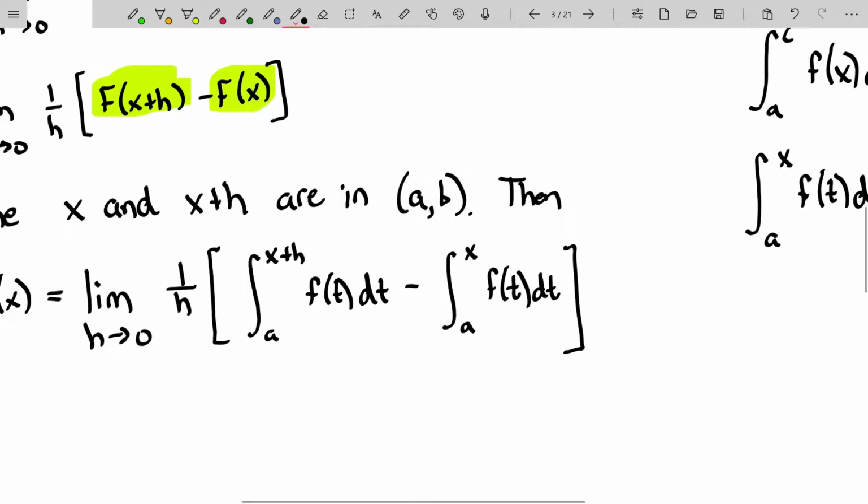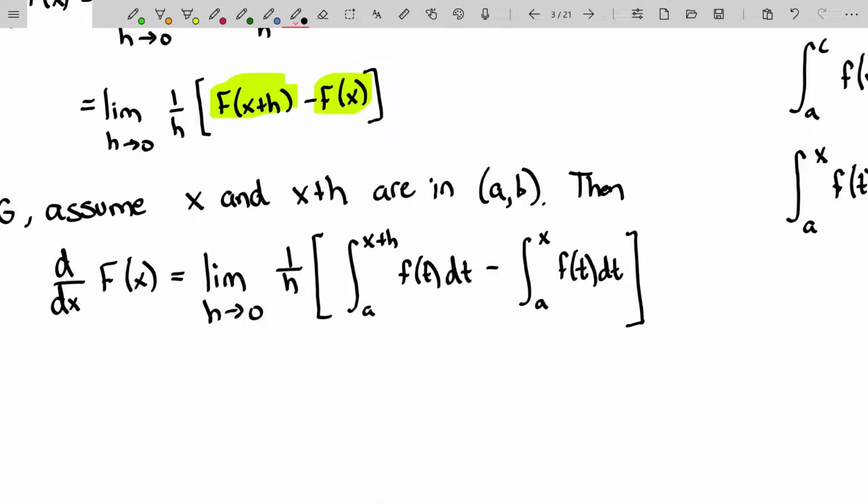Again, just a symbolic replacement. So this is going to be the limit as h goes to 0 of 1 over h times the integral from x to x plus h of f of t dt. Again, hopefully so far you're not lost. We've just compressed this down. We found an expression for the derivative, but we don't know what to do with that expression.